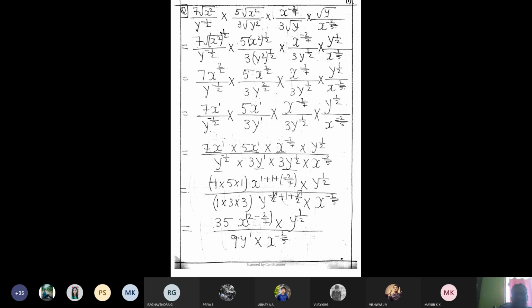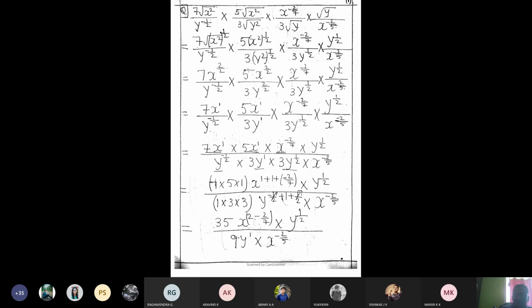Sir, same variables with different powers, we can add them together, sir. Yeah, you can add them together. That's it. Okay, that's fine. And you can simplify if possible. Otherwise, you can just leave it like that. You can just close it.